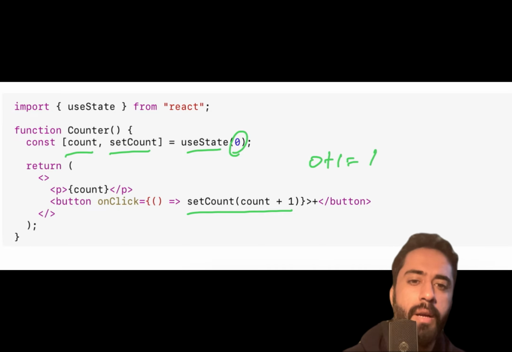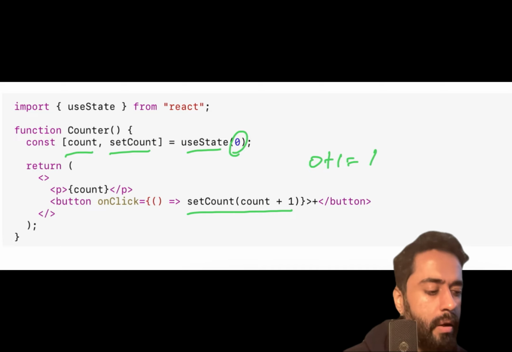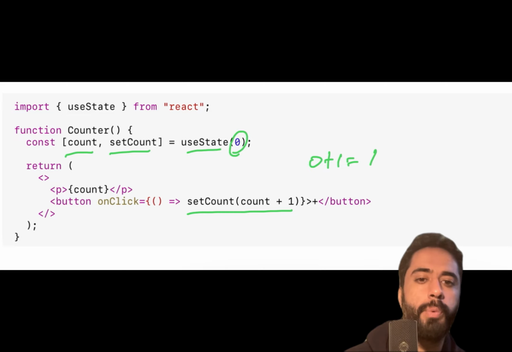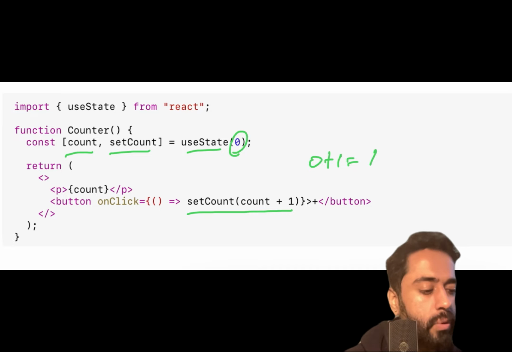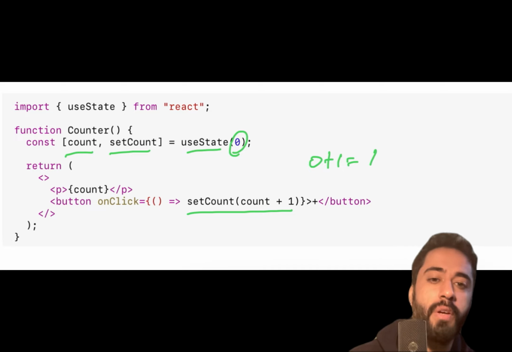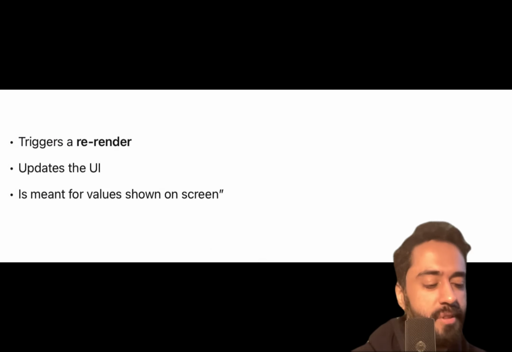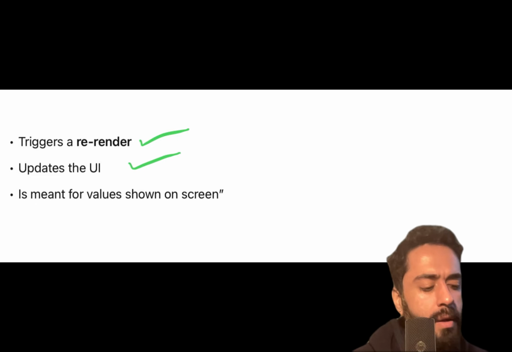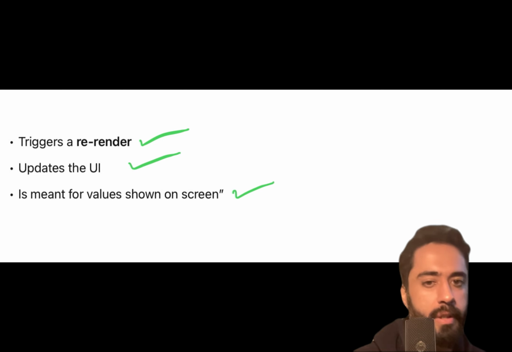Every time we click the button, the useState gets updated, and with that update React re-renders the component, and only on that re-render are we able to see the updated value. Without the re-render we won't be able to see the updated value. So this is an example of re-rendering a component with the help of useState. What we have seen is, on the click, React triggers a re-render, React updates the value, and it is meant for the value shown on screen.